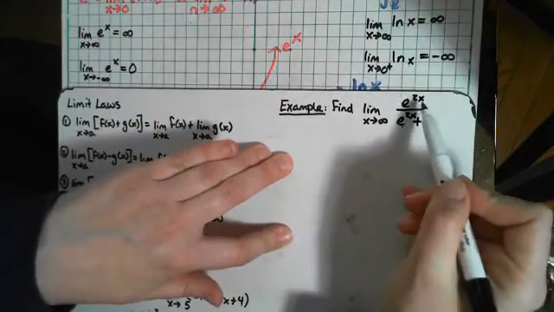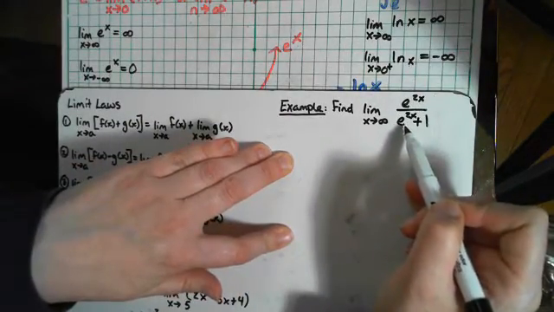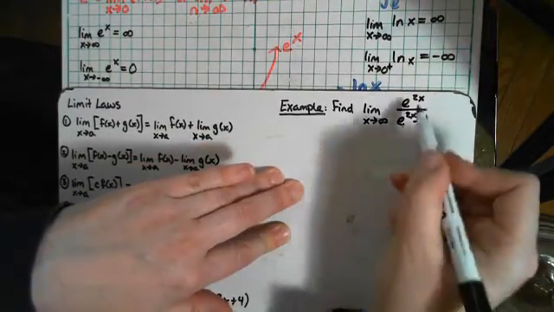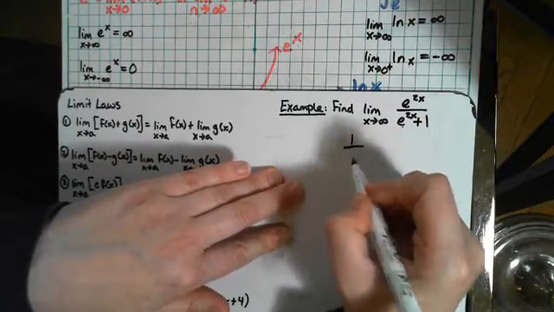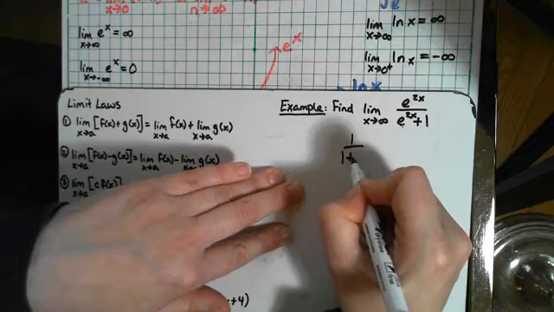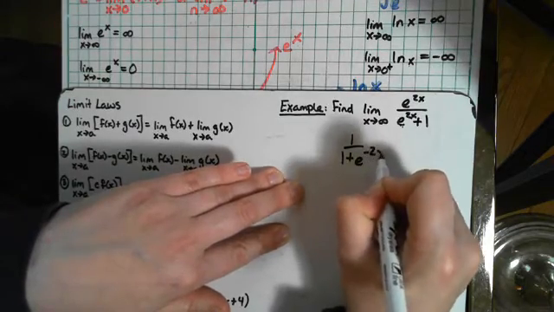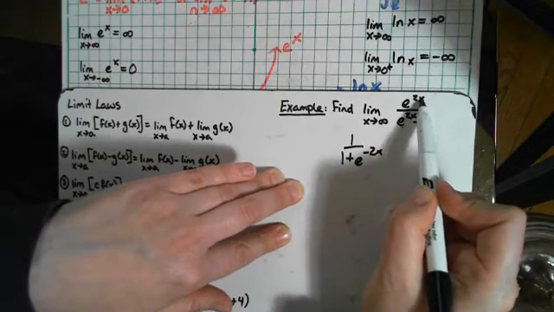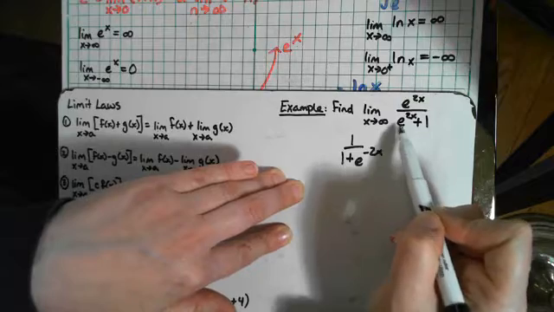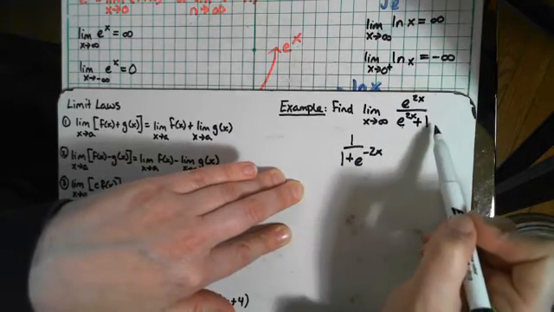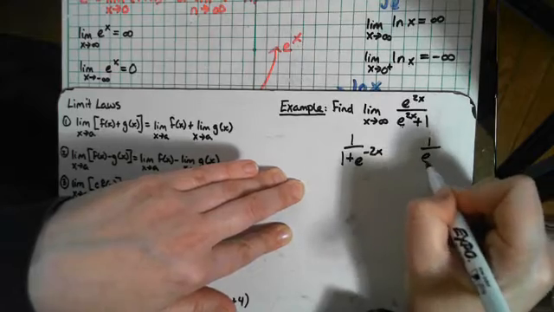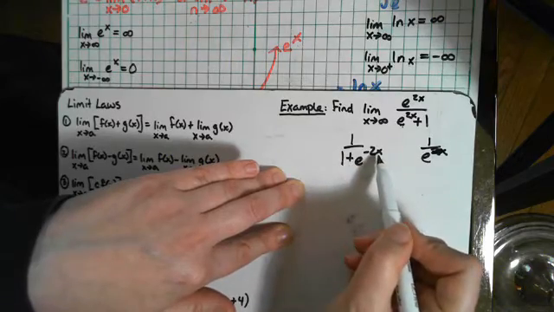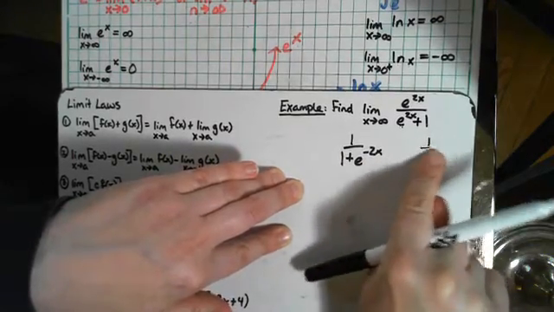So I can simplify the e to the 2x. What I'm going to do is divide everything by e to the 2x. I'm just going to reduce my fraction. So the numerator becomes 1. The denominator becomes 1 plus e to the negative 2x. I just reduced the fraction by e to the 2x. e to the 2x divided by e to the 2x is 1. And 1 divided by e to the 2x is e to the negative 2x. So that's how I got that.